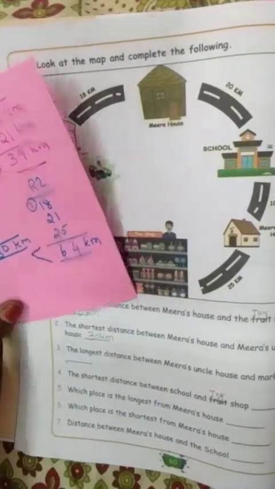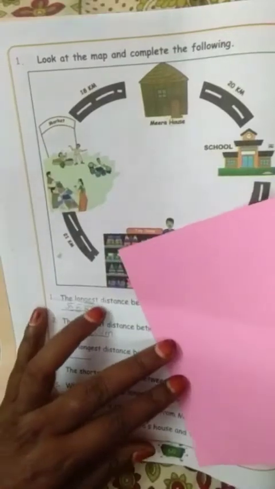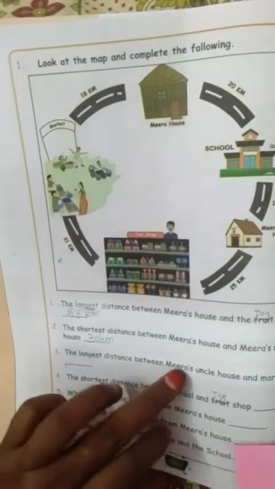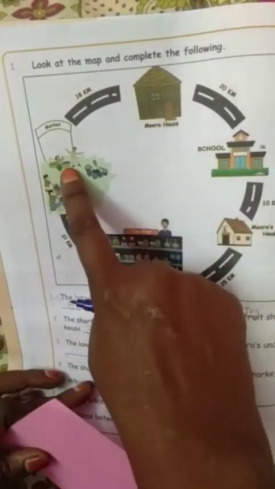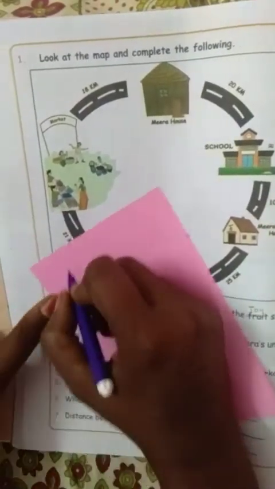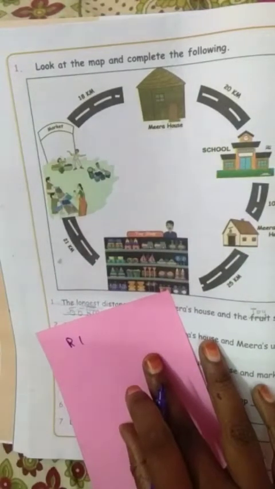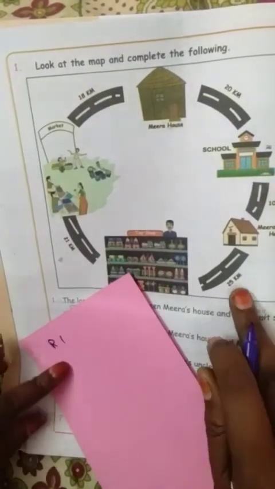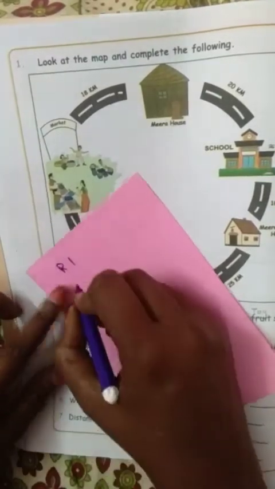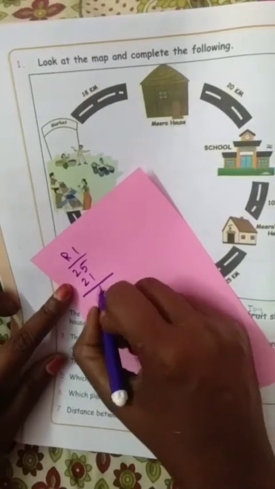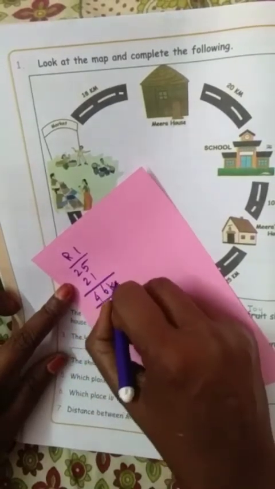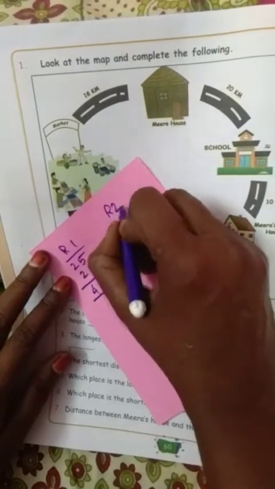Okay, so next one, the longest distance between Mira's uncle's house and the market. This is the uncle's house. Here is the market. So route 1, route 2. So what is route 1? 25 plus 21. 5 plus 1, 6. 2 plus 2, 4. 46 kilometers.